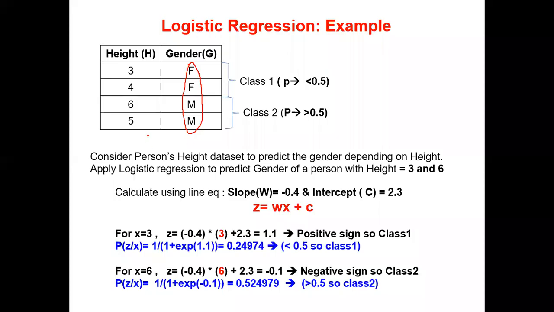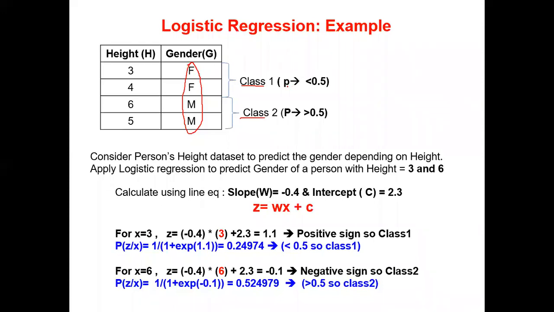So here we will discuss one example for this logistic regression technique. Assume this is my training data set having a single attribute, height, and my class label is gender. By giving height as input, we want to predict the gender of the given person. There are two values in the class variable, female and male.